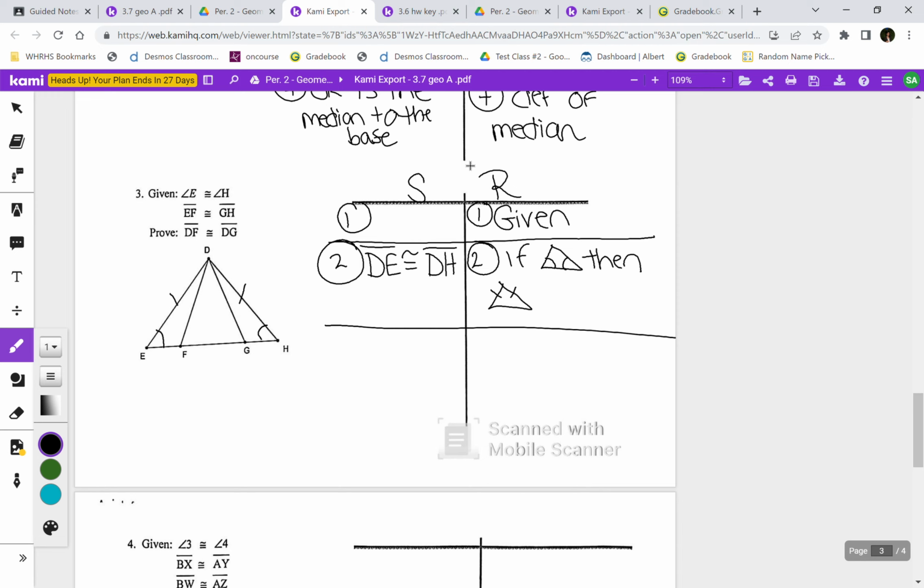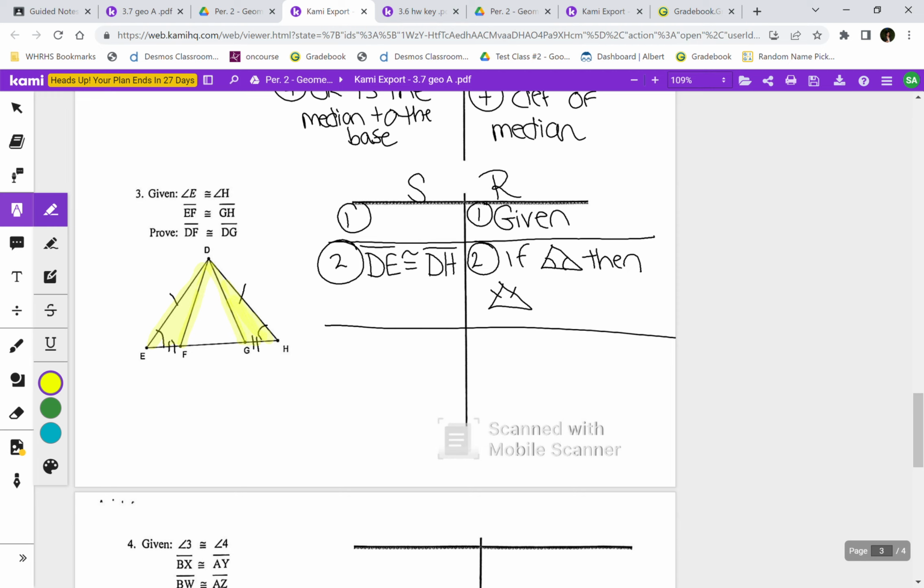Okay, so now let's keep going through our given. EF is congruent to GH. What is it that we want to prove? We need to prove that DF is congruent to DG. As of right now, can I prove DF congruent to DG? No. So I need to prove triangles congruent. Max, which triangles do you think? Triangle EDF and HDG.